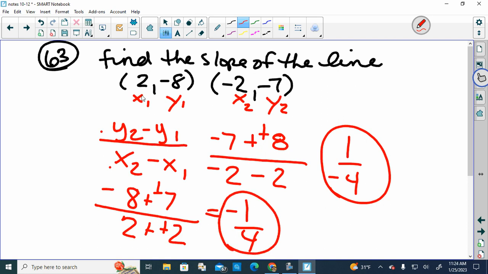Yes. Yeah. So it doesn't matter which one you choose, just make sure it's the y's on top over the x's. Just make sure they match up. Okay, because you should get the same answer. All right, done with our first one. So we found the slope.